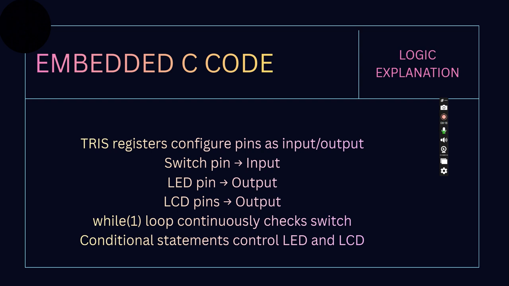This configuration ensures the switch can send input to the PIC. The LED and LCD can receive output from the PIC. In this, a loop is involved, such as an infinite loop. The while(1) loop runs continuously, and inside the loop, the switch state is checked repeatedly. The decision is made using if-else conditions. If the switch is pressed, the LED will turn on and the LCD shows LED ON. Else the LED is off and the LCD shows LED OFF. This logic ensures real-time response.